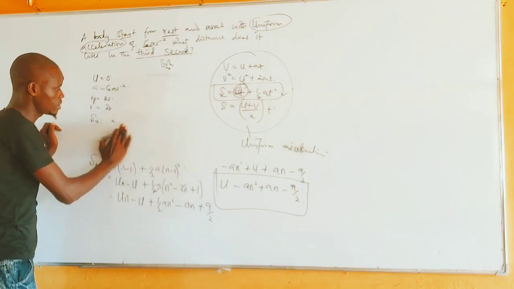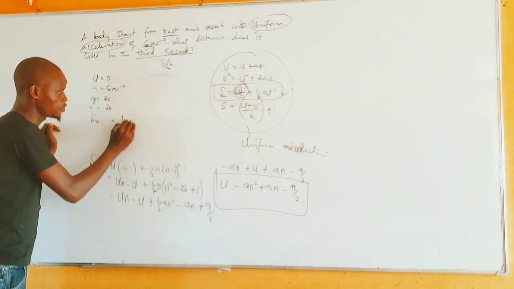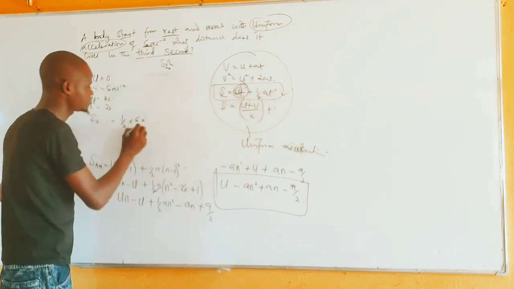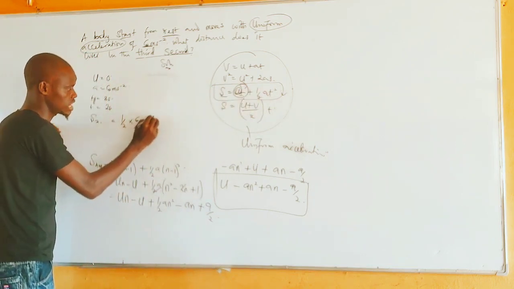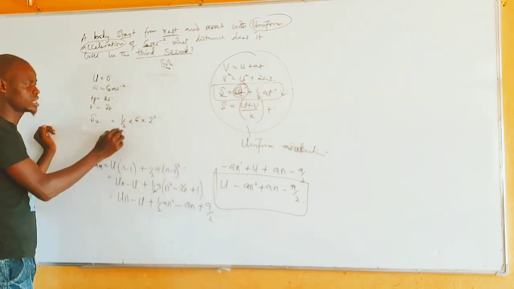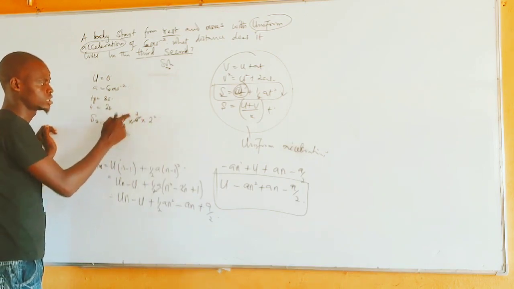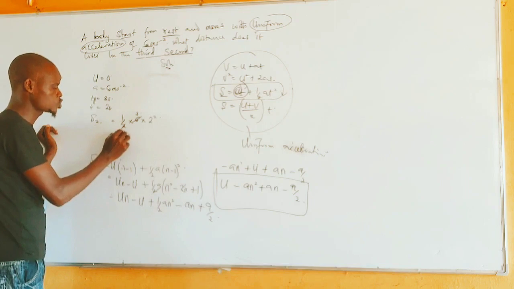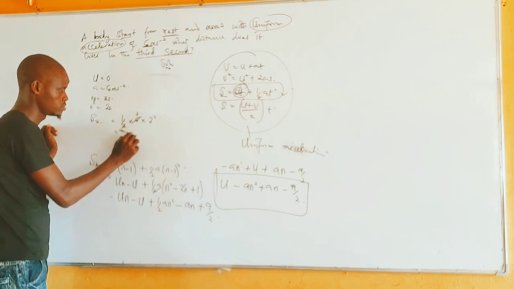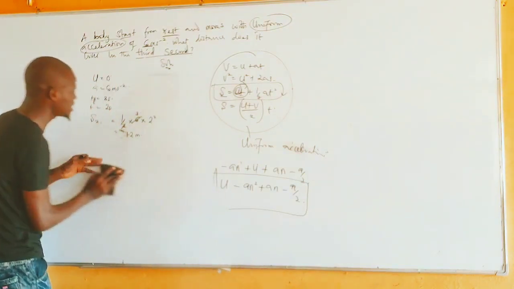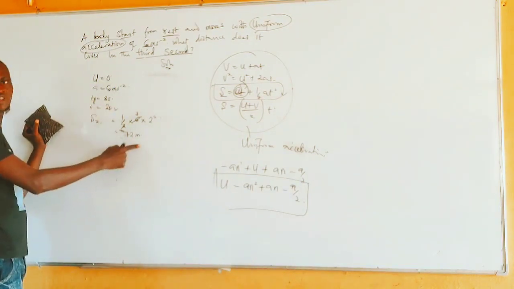So let's try to come back to this. That is half multiplied by, what is my a? 6 times my time is 2 seconds, that is 2 squared. So mathematically I can have 2 cancel 6, I'll be left with 3. 3 times 4, I'll be having 12 meters. So the distance the body covered when the time taken is 2 seconds is 12 meters.